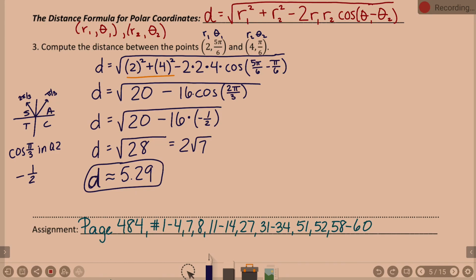Okay. Your homework. Looks like a lot. I think it's 20 problems. That's a lot. You'll be fine. I can't finish that at home. Okay. Page 484, 1 through 4, 7, 8, 11 through 14, 27, 31 to 34, 51, 52, 58 through 60.